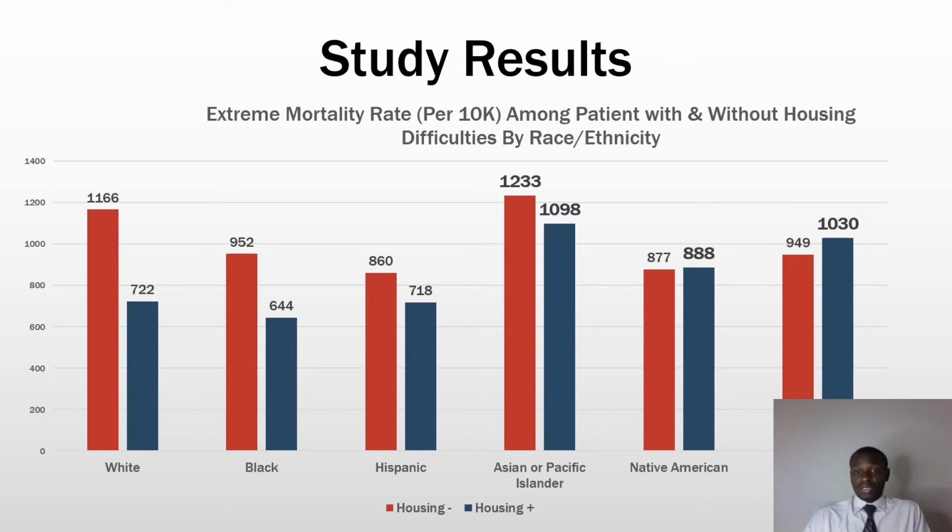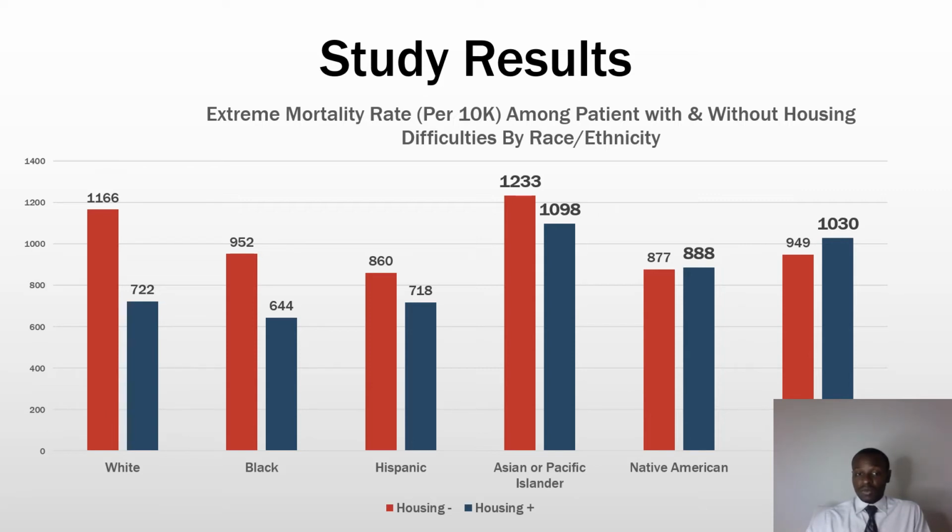Extreme mortality rates among the population with respiratory diseases or presentations with and without housing difficulties show interesting dynamics when classified by race and ethnicity. Here we see among the white Caucasian populations, the rate of presentations among individuals without housing difficulties is much higher at a rate of 1,166 per 10,000 presentations compared to 722 per 10,000 presentations among the white populations.